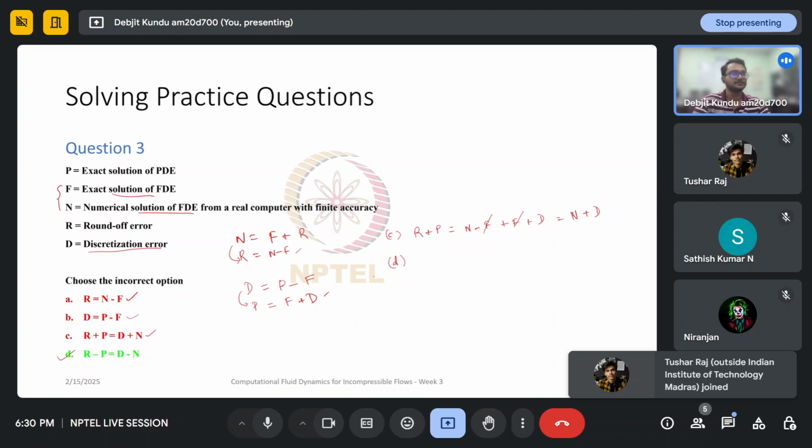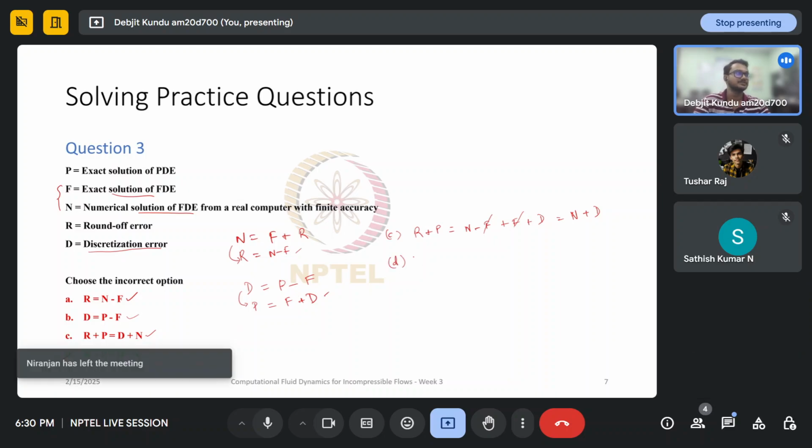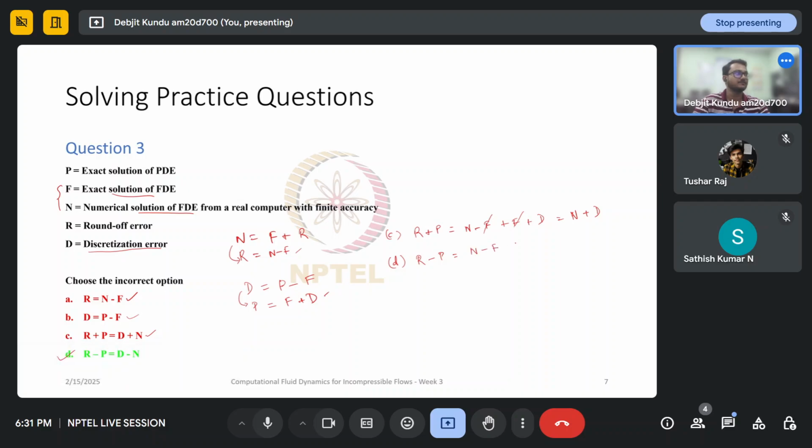Now let's take the difference as statement D says. If I take R minus P, then I'll get N minus F minus D. So this would result in N minus 2F minus D, which is not D minus N. So this is the only incorrect statement over here. And since we had to choose the incorrect statement, this option D would have been the correct answer.